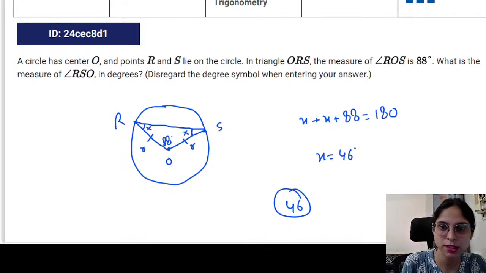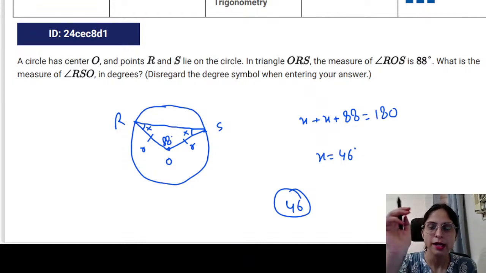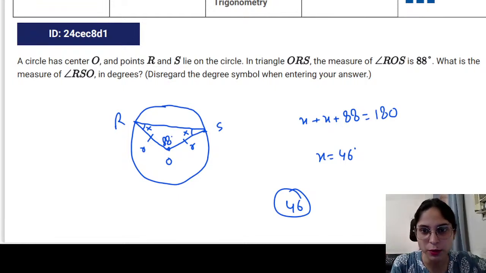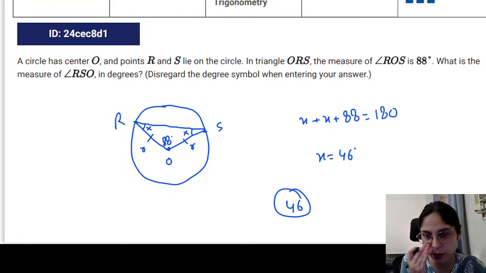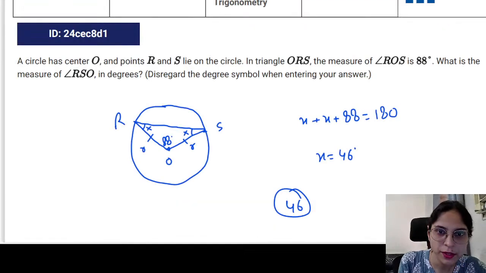So the only concept over here is that the radius is equal, so that triangle is going to be an isosceles triangle, and angles opposite to equal sides are equal. And one of the angles is given, other two are same, so both of them are going to be x. So x plus x plus 88 equals 180, and from there you will get x is equal to 46. This was question number 12. After 12 is question number 19.